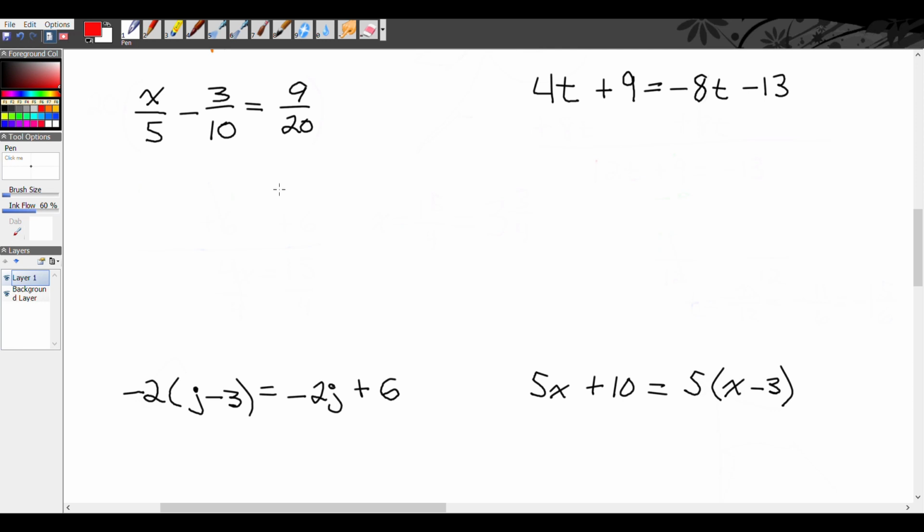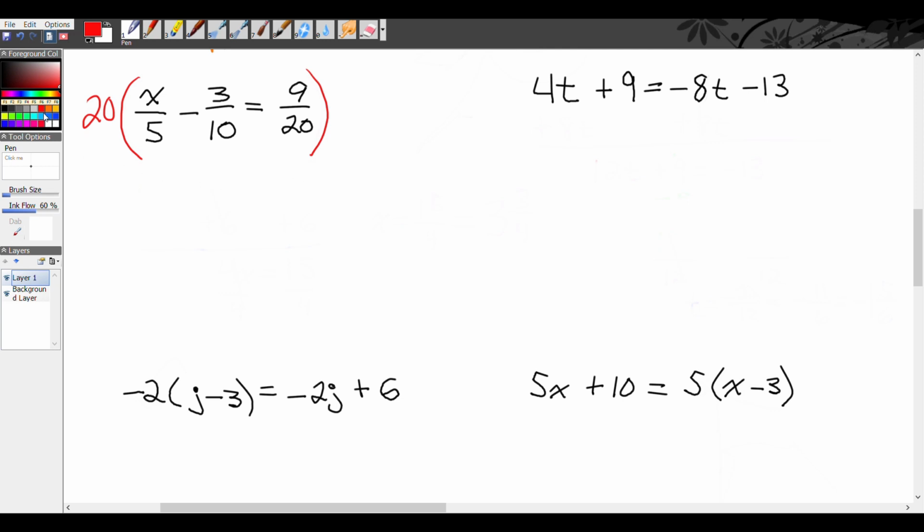The way we need to do this is by looking at the denominator of each term. We got the 5, the 10, and the 20, and we need to come up with a least common denominator. So for 5, 10, and 20, the least common denominator would be 20. And what we're going to do with that is multiply the entire equation by 20. We're going to distribute multiplication by 20 to all three terms in this parentheses.